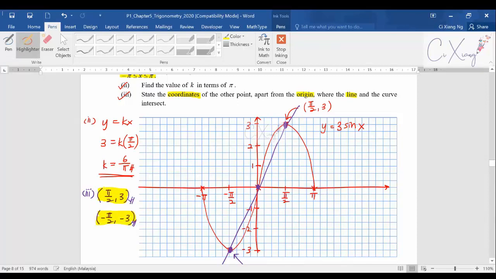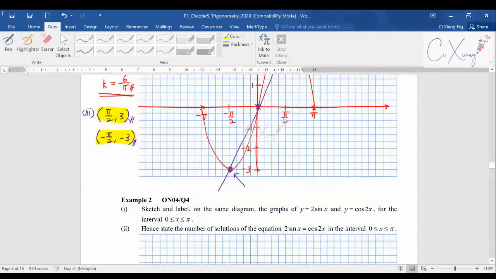Okay, so some students will ask, hey, do I still need to put in the value for pi over 2 and 3? Yes, actually you need, because here they say apart from the origin, so origin is 0 only. Then other points that intersect, you need to list out the coordinate. So the maximum point, you also need to list out the coordinate here. All right, so this is how they might test you, related to the graph. So this is what you have for example 1. If no problem, then we can continue to example 2.